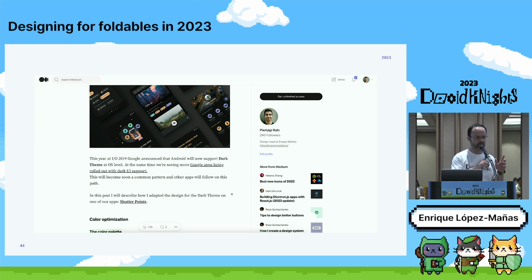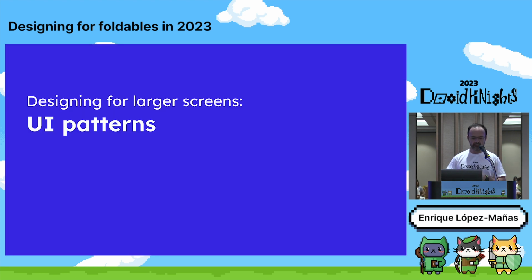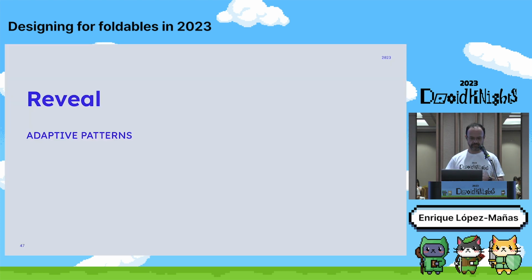You know that you should be scrolling on one side or the other, or clicking on the top menu. It's not a cognitive overload of content. You need to keep control of your width. The ideal line length should be 40 to 70 characters. Now, we have a few patterns that we would need to follow. I will go through some of them.